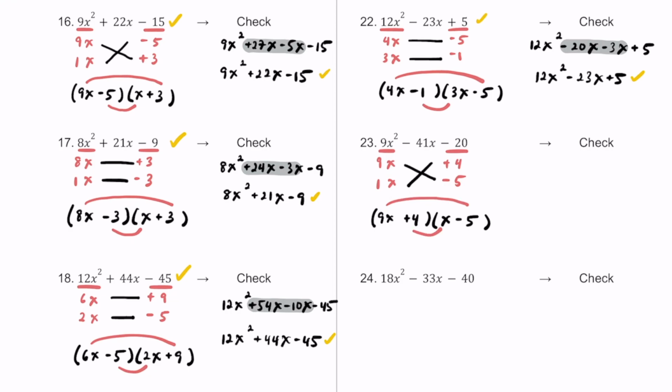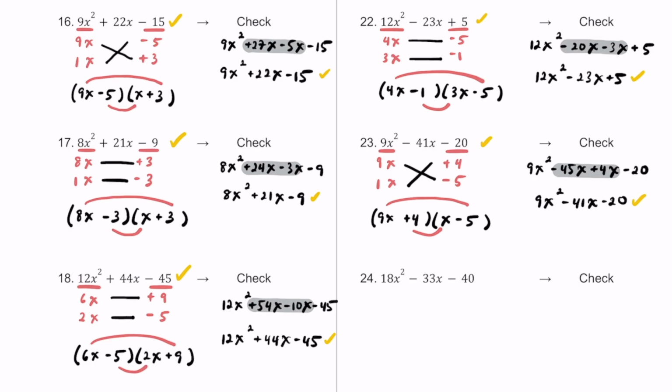9x times x, that's going to be 9x to the second power. Then our outers and our inners. For the outers, we're going to get negative 45x. For the inners, we're going to get plus 4x. And then for the last, negative 5 times 4 is going to be negative 20. Combining these two in the middle, we're going to get 9x squared, then minus this 41x, and then minus 20. And this seems to be what we started with, so we must have factored correctly.